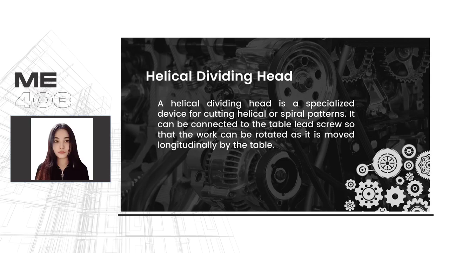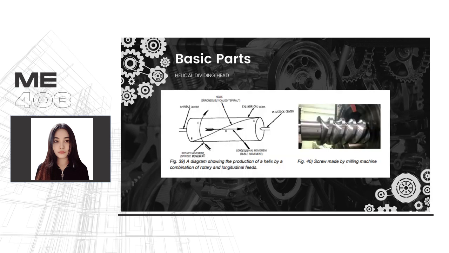Lastly, moving on to the helical dividing head. It allows precise and controlled rotation of a workpiece at a constant angle, facilitating the cutting of helical patterns like threads and grooves. It differs from plain and universal heads by connecting the spindle to the table lead screw, enabling simultaneous longitudinal movement and rotation.